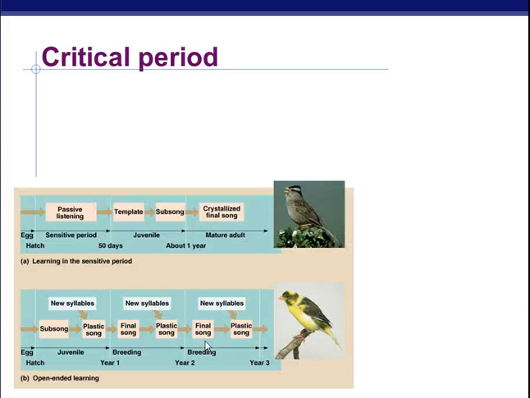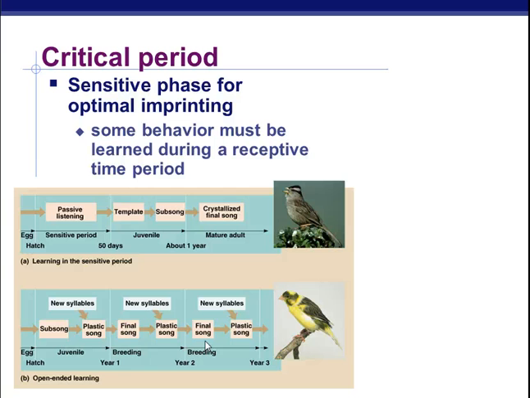So more about the critical period. The critical period is this sensitive phase for optimal imprinting. So some behavior must be learned during this receptive time period. It's like there's this window of opportunity when the behavior must be learned. If you don't learn it within that window, sorry, Charlie, you're out of luck. You can't learn that behavior. Pretty intense idea, isn't it?